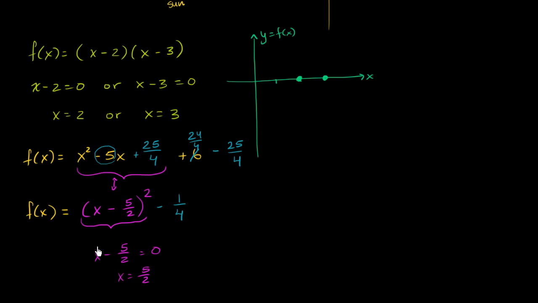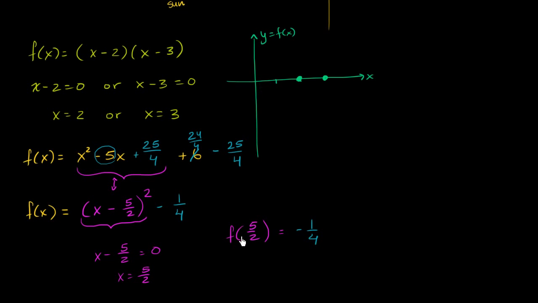And then what is y, or what is f of x, when x is equal to 5 halves? F of 5 halves. And once again, you could use any of those forms to evaluate it, but it's really easy in this form. When x is equal to 5 halves, this term right over here becomes 0. 0 squared is 0, you're just left with negative 1/4. So another way to think about it is our vertex is at the point x equals 5 halves, y equals negative 1/4.